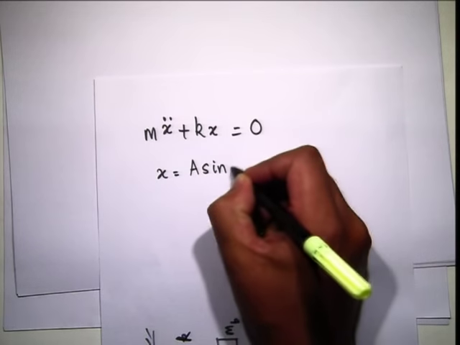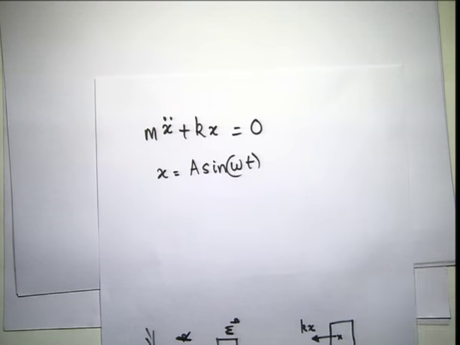X equal to a sine omega t plus b cos omega t. You guys are like children here. Crazy fellows.